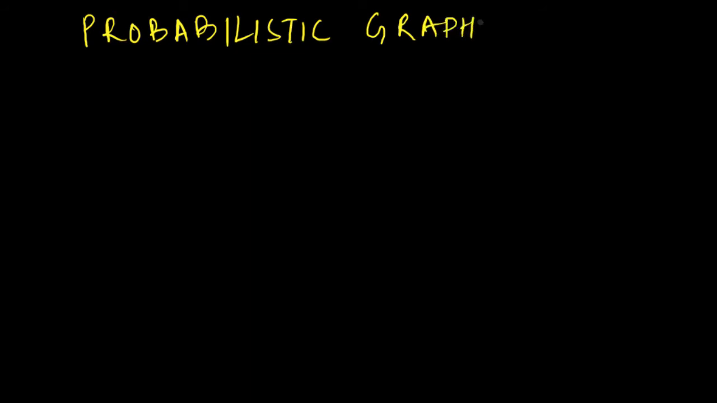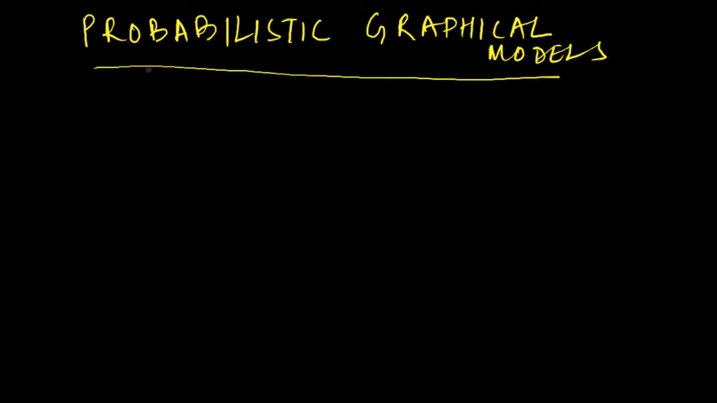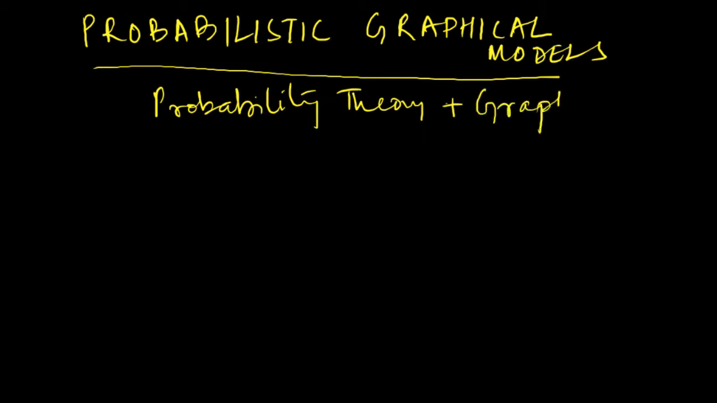Hi all. In this video, we are going to learn about a very important category of machine learning models, which are called probabilistic graphical models. So essentially, as the name suggests, these models are a marriage between probability theory and graph theory.